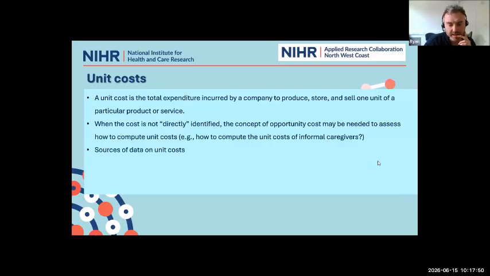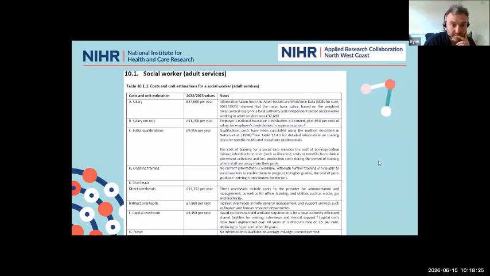Opportunity cost as well. I don't know if we discussed very clearly in the last session what opportunity cost is, but there's a cost of a resource. We can see that, record it, but we also need to consider that the money we spent in one place can't be spent somewhere else. So there's an opportunity cost associated with everything you purchase and everything you spend. And different sources for unit cost data can be the NHS reference costs, the unit costs for health and social care, and the British National Formulary, the BNF, as well.